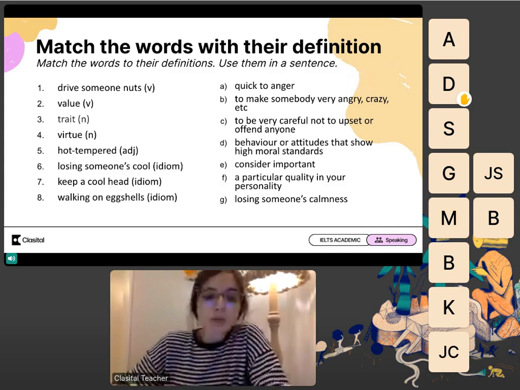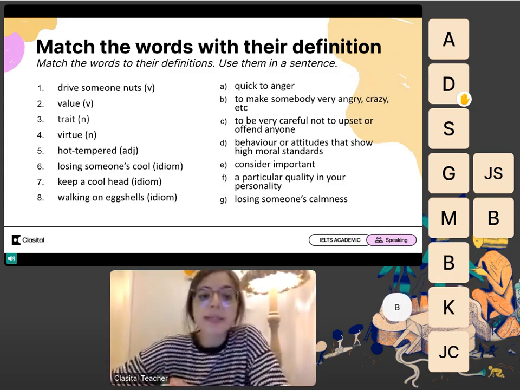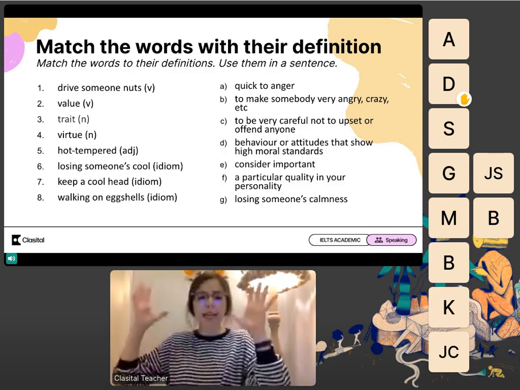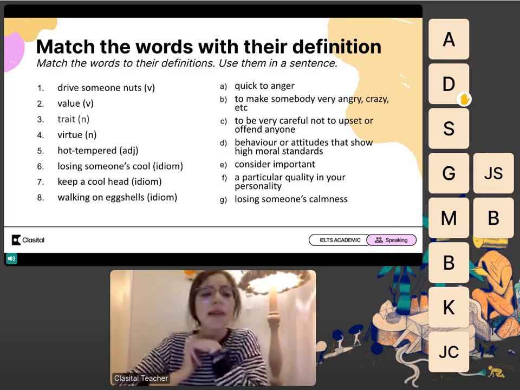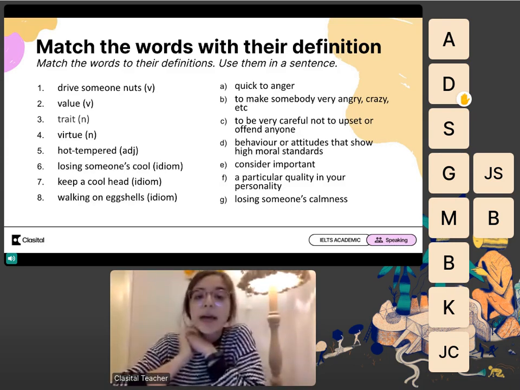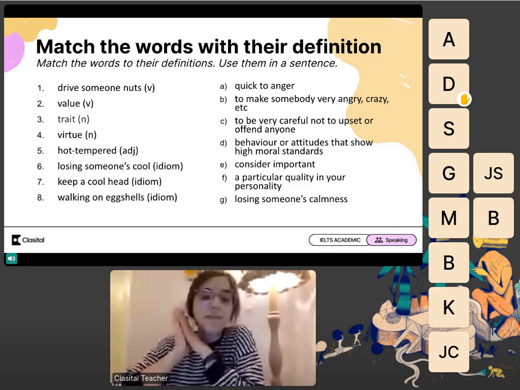Yes, I would take B. Drive someone nuts means to make somebody very angry, crazy, and etc. Like going nuts is like going crazy. So drive someone nuts is to make somebody very angry and crazy. Is there anyone who wants to use that phrase in a sentence? Yes, Dave.